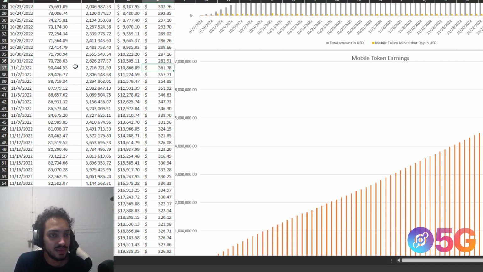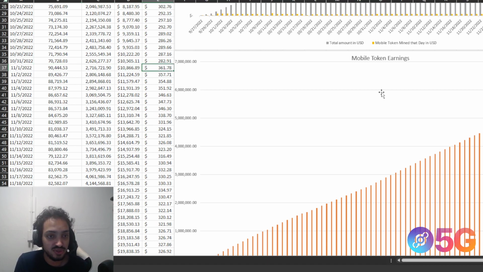So with the extension of Genesis, I believe they pushed more funds into it. But I don't know what happened. Basically, I got more tokens, because you see on the 31st I got 70,000 and a few more mobile tokens. And the next day, the 1st of November, I got 90,000, which was $361.